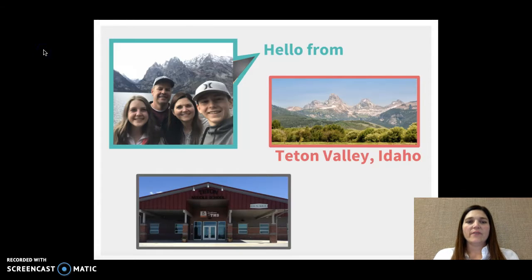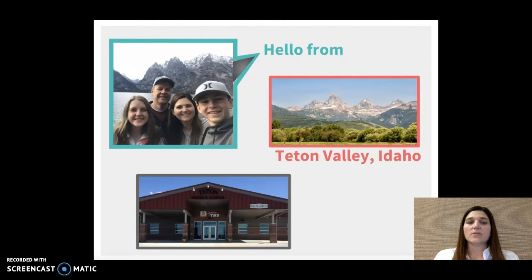I am a wife and a mother of two. My son is a sophomore in high school, and my daughter is a sophomore in college. She goes to Utah State University. I live in Teton Valley, Idaho, so I'm thankful for the opportunity I have to virtually attend school to be able to earn my master's degree.